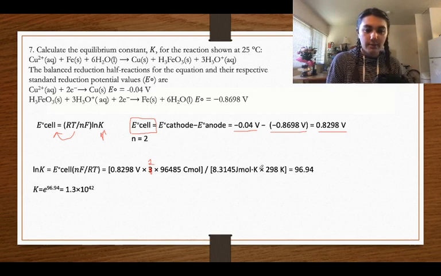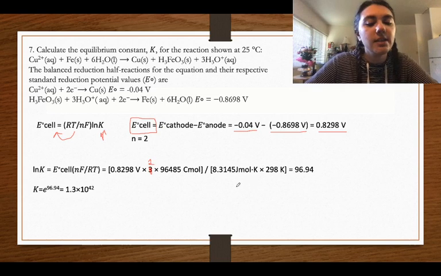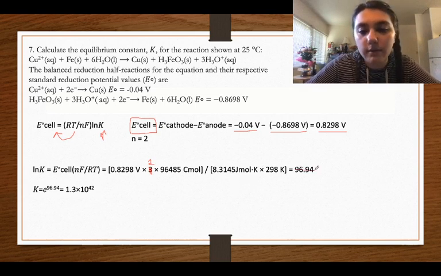0.8298 multiplied by 2, multiplied by 96485, enter that, divide by 8.3145, multiplied by 298. Oh, I need to put in parentheses, I'm sure. That's the only thing about this that goes silly. Yeah, and I get 64.63.